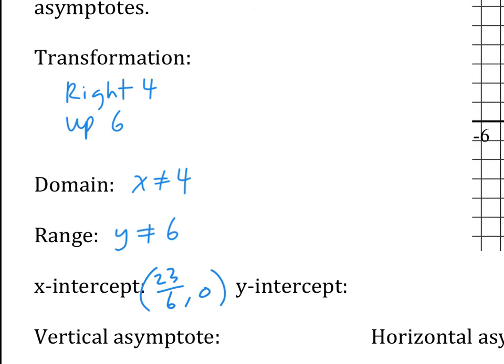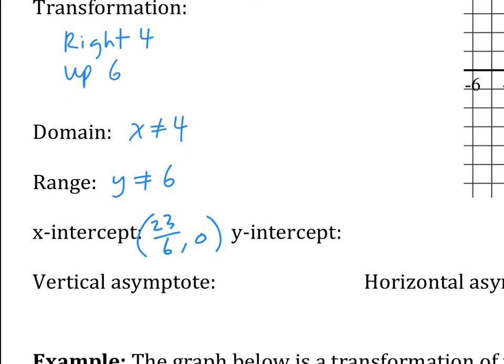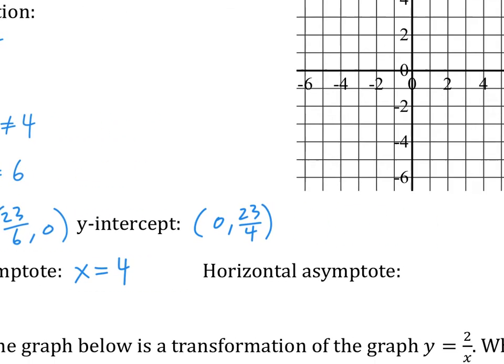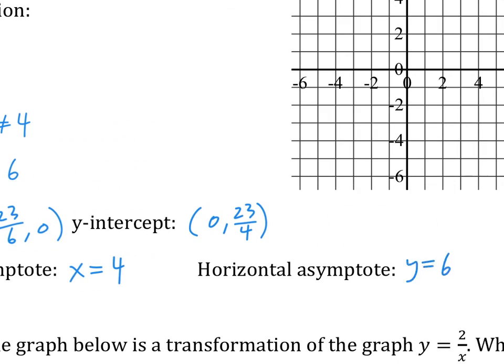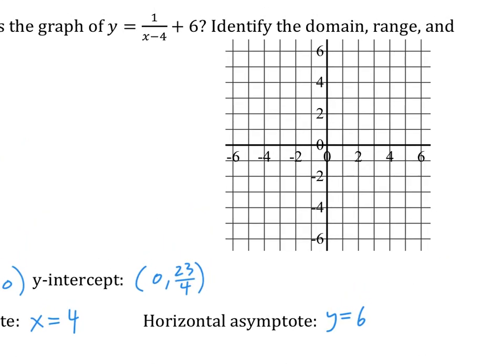Can you give me the vertical asymptote then? Yeah, y equals 6. Vertical. X equals, wait, no. X equals 4. Uh-huh. Okay, Jackson, y-intercept. 23 over 4. Yeah, 23. Okay, and then Nick, horizontal asymptote. Y equals 6. Yeah. Okay, so let's go ahead and graph this.